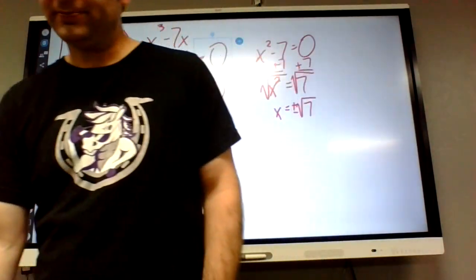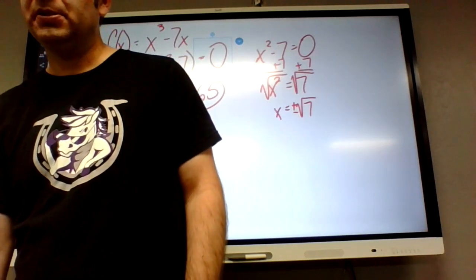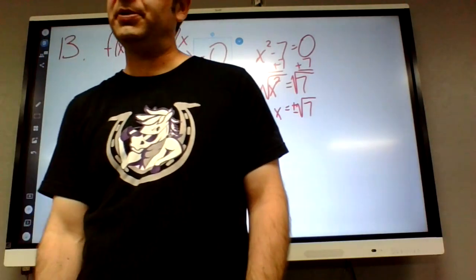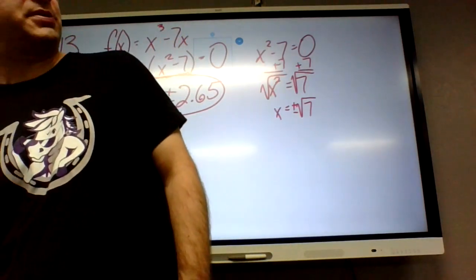Can you do 14 with us too? Nah, it's the same thing. It's not. Yeah, you're right. After you take an x out, you're gonna have to use quadratic formula on the leftovers.